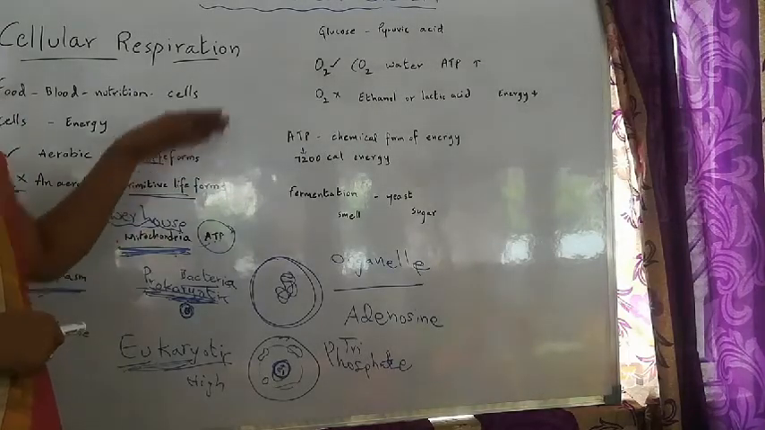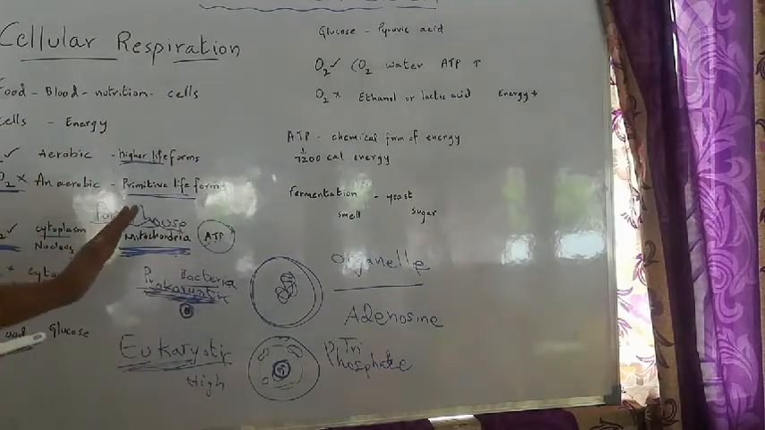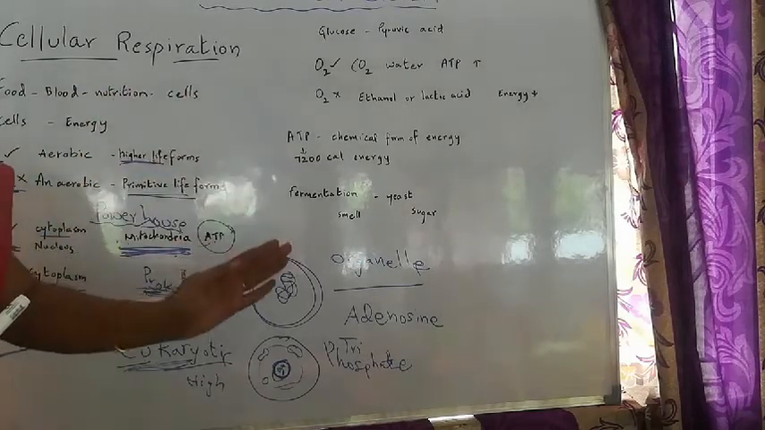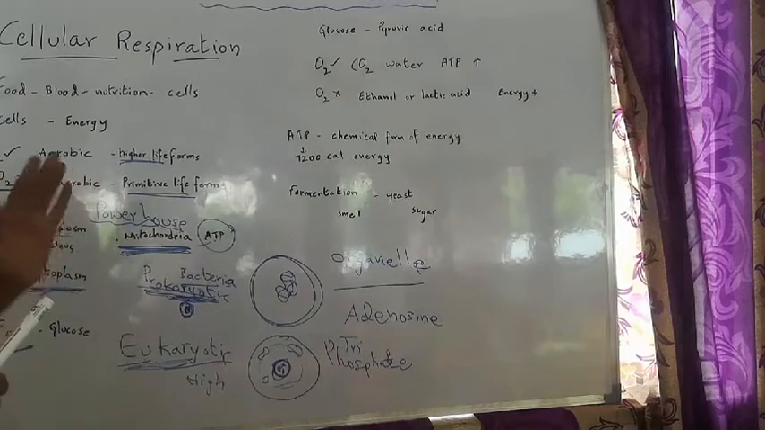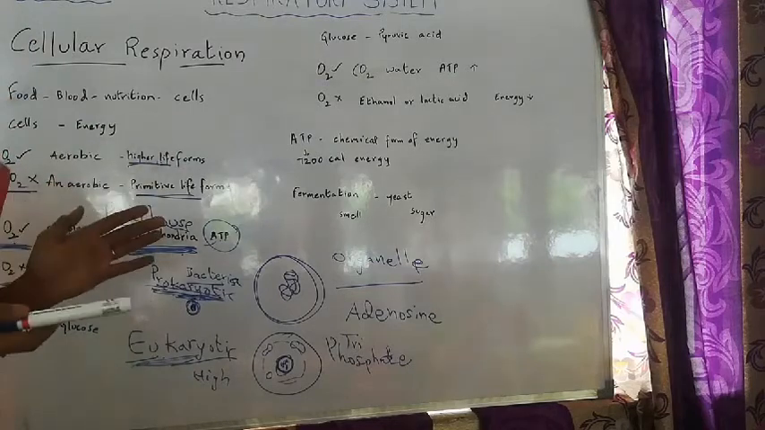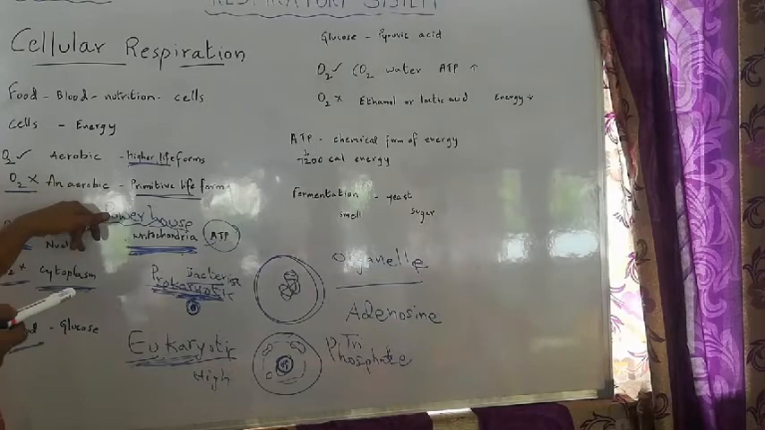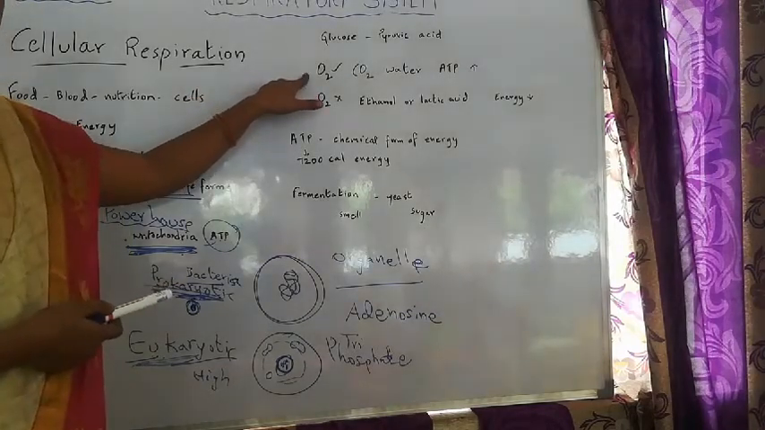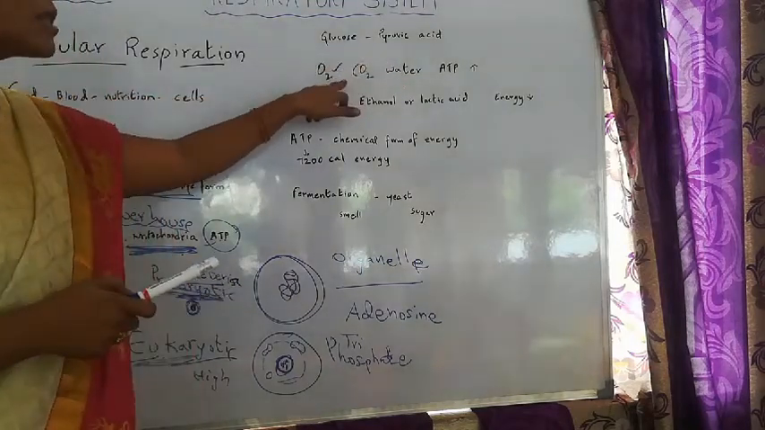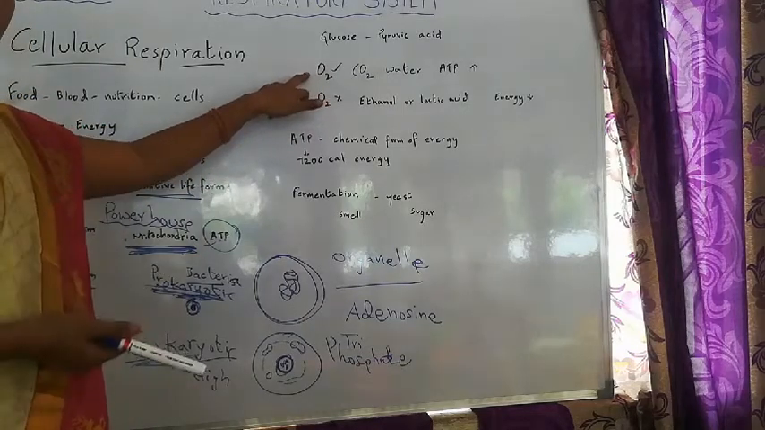Now, from food to glucose is a common step. Food gets converted to glucose, glucose gets converted to pyruvic acid, that is a common step. From pyruvic acid, we have to know how energy is produced in aerobic and how it is produced in anaerobic, right? In aerobic respiration, this pyruvic acid gets oxidized, means it reacts with oxygen. Oxygen is present in aerobic respiration.